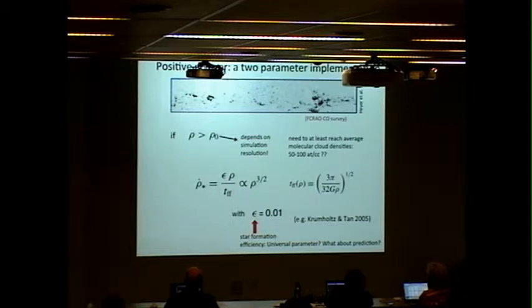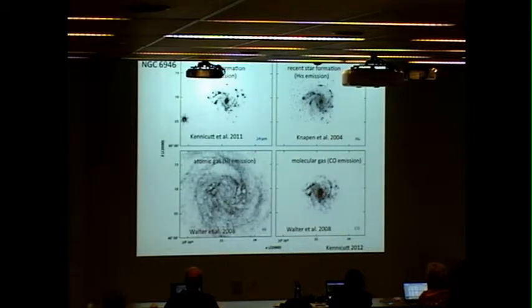So let me just briefly mention why you would need to reach average molecular cloud densities. Well, you can look at these nice observations here of gas and star formation in different tracers. And what you see, if you look at the, oh, there's a pointer here.